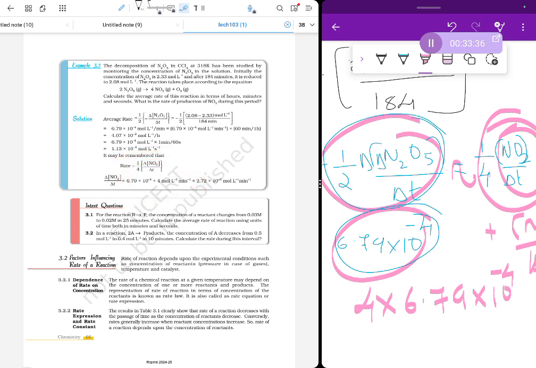So today we will stop from here. Again we will start from the factors influencing the rate of the reaction in the next session. Okay.